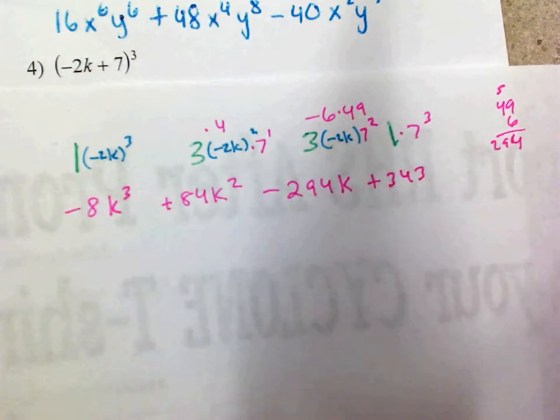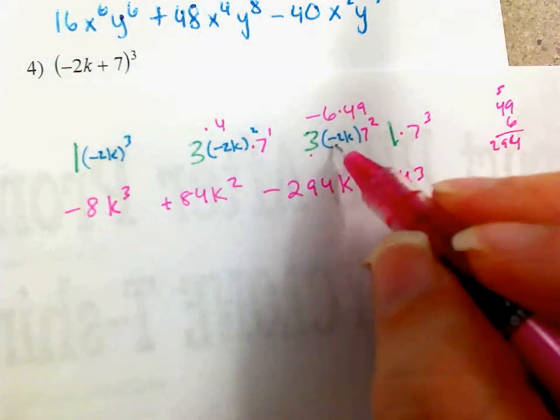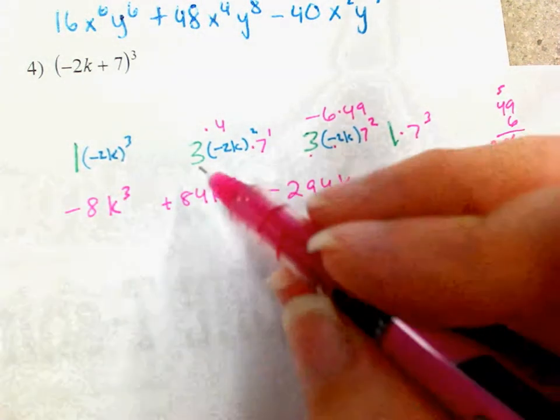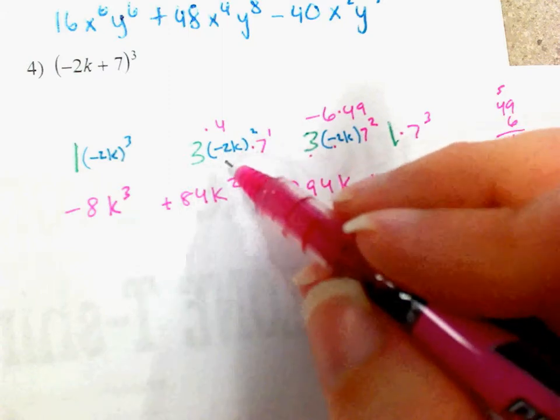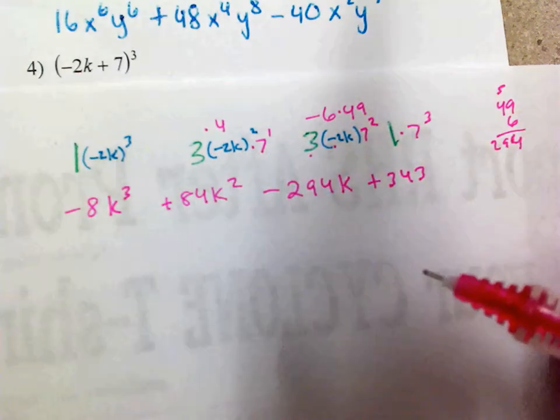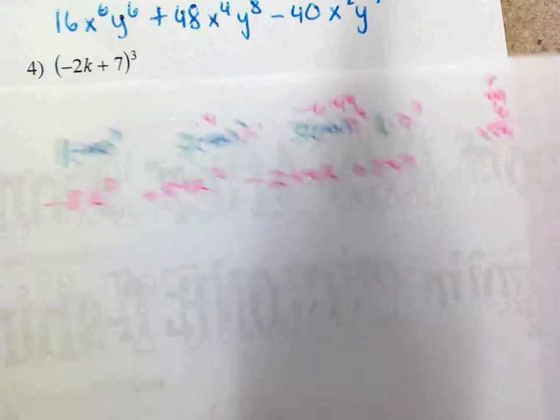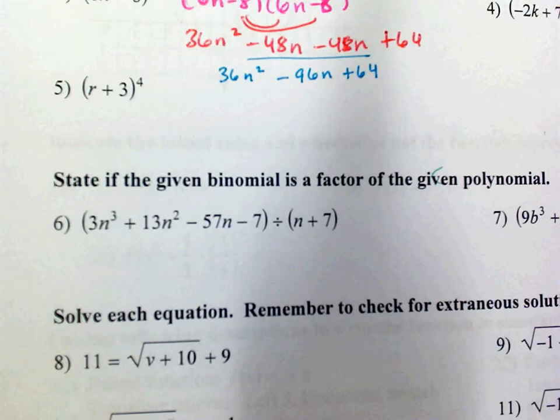And like I said, if you have a calculator, then you're saying 3 times negative 2 times 7 squared. 3 times negative 2 squared is positive 4 times 7 to the first. Okay? Either way, you get the same answer. Now, I'm definitely going to use Pascal's triangle on this one. I'll show you both ways, but it's whatever you prefer.